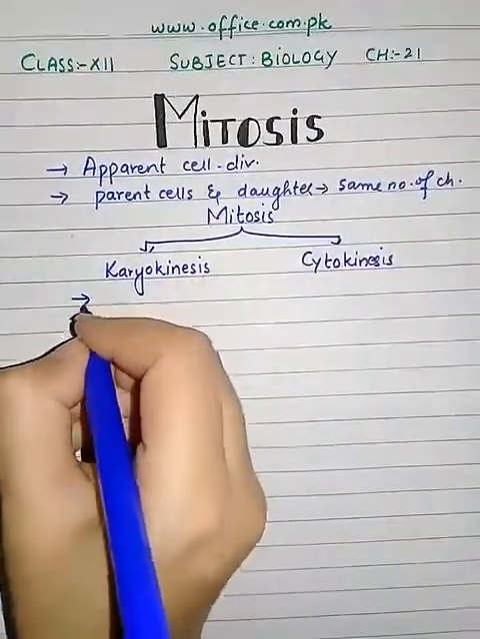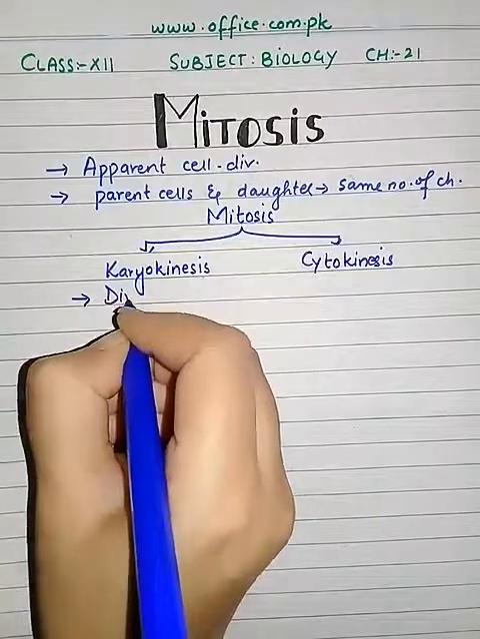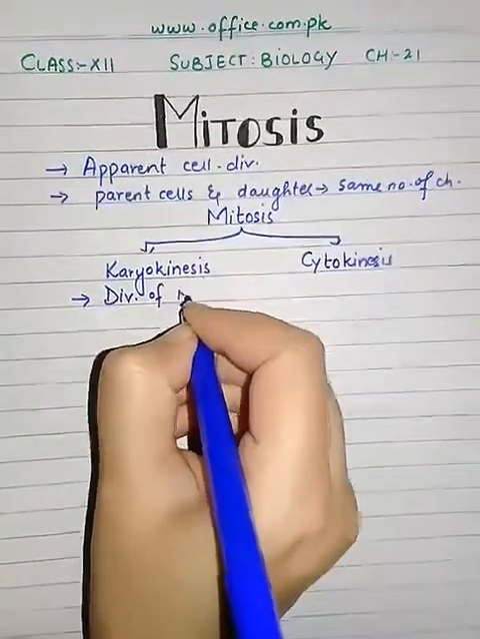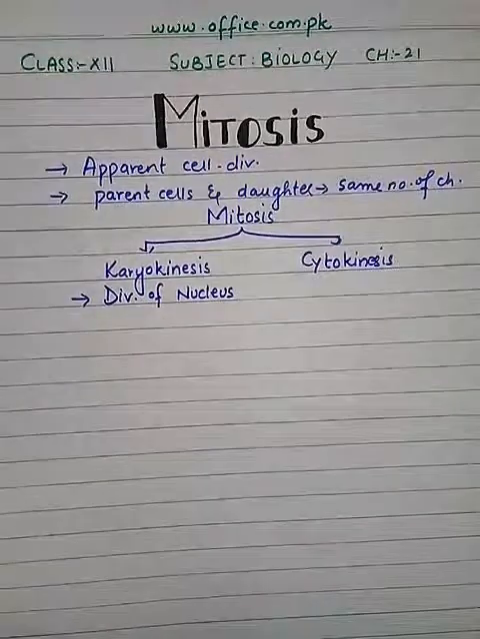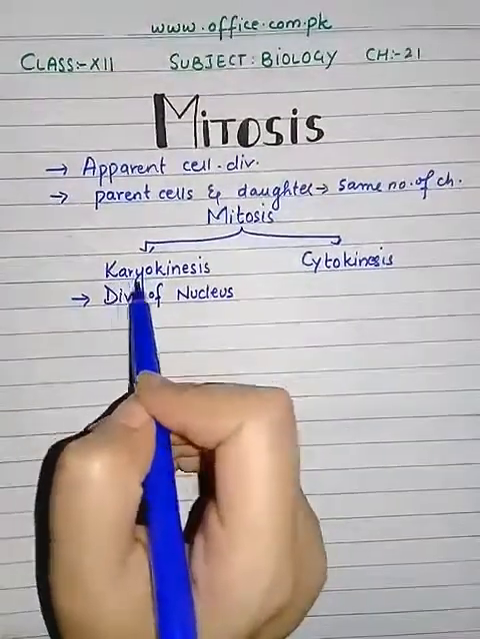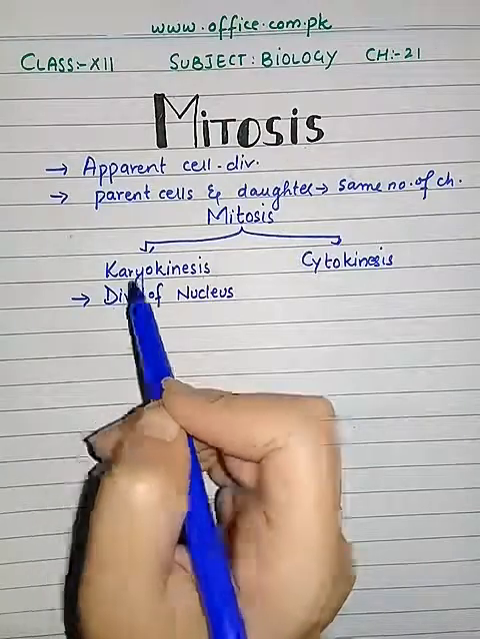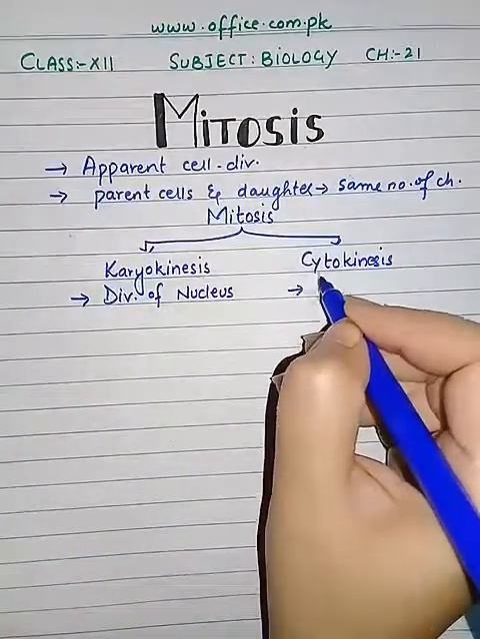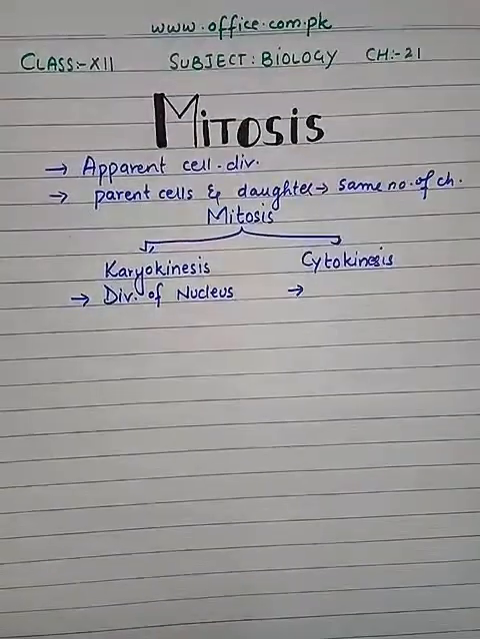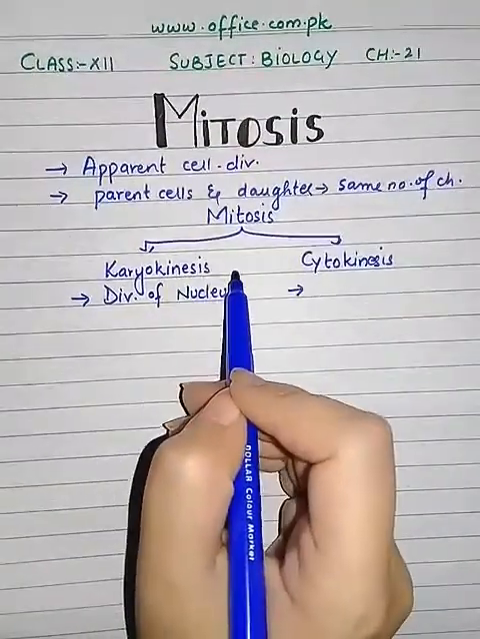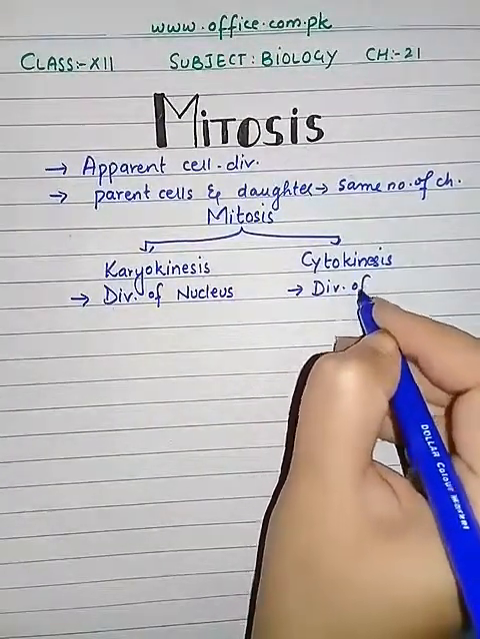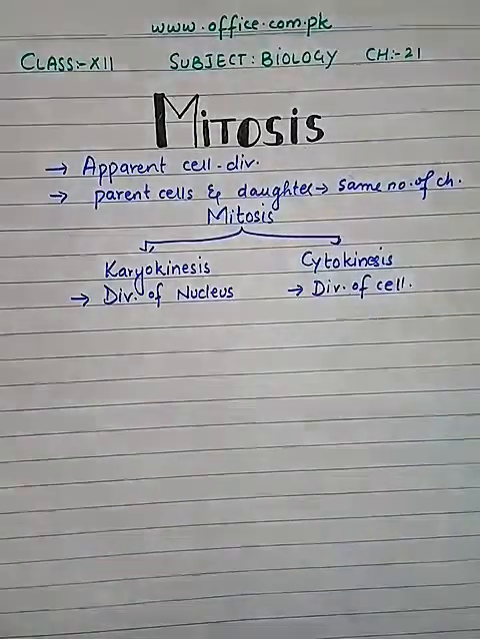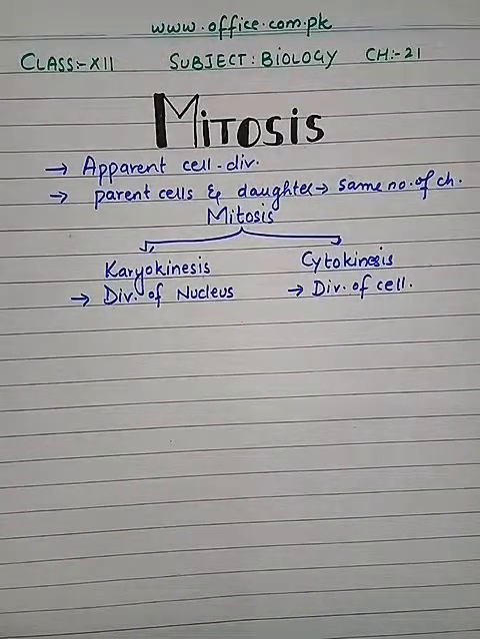Now karyokinesis involves the division of the nucleus, meaning the whole nuclear division will be known as karyokinesis because the word karyo stands for nucleus. And cytokinesis basically accounts for the cytoplasm. It occurs after karyokinesis. Basically it divides the whole cell. So first of all, let us discuss karyokinesis.